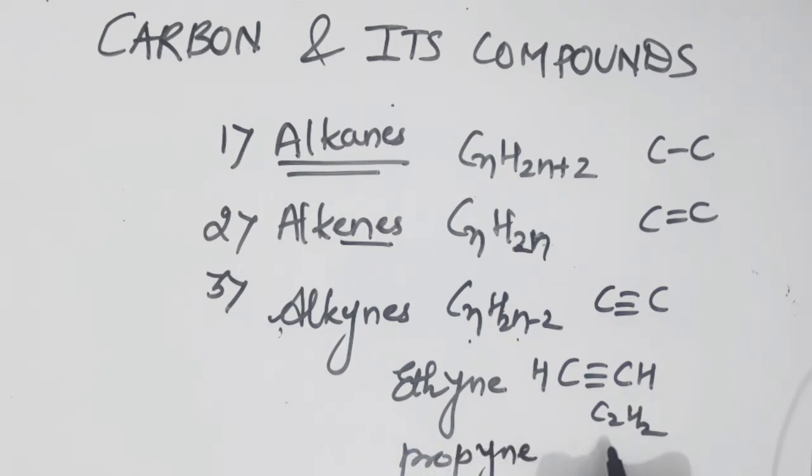For propyne you just have to add 1 CH3. After this you will have to add CH3 here, CH, and this carbon has already completed its 4 bonds. So this is propyne. You can further carry on with butyne, pentyne, hexyne, heptyne and rest of them.